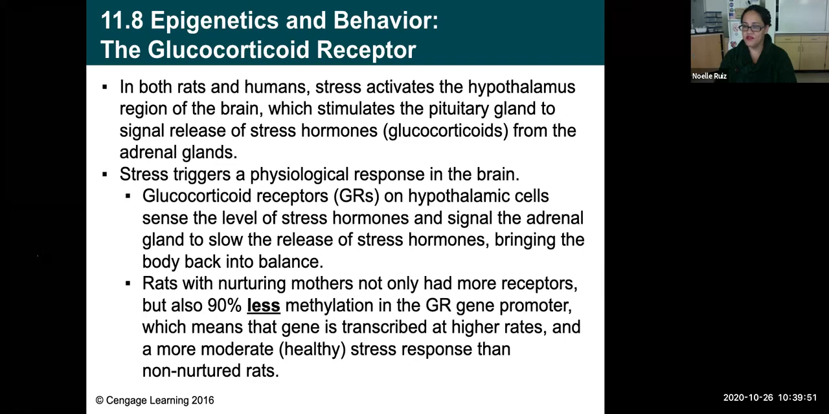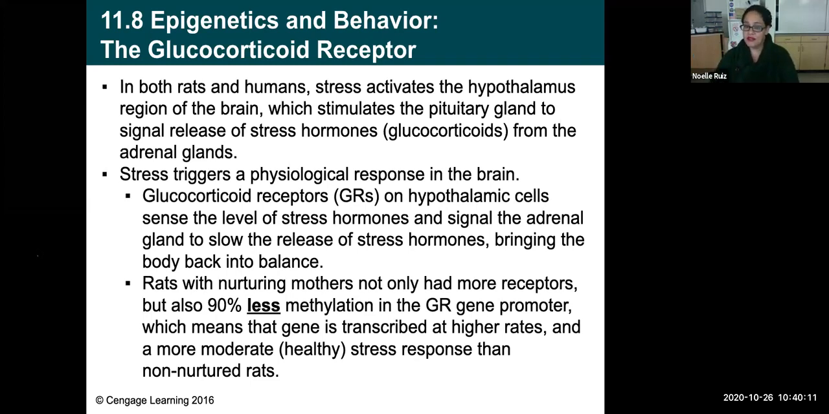So once there's enough stress hormones for you to deal with whatever stress there is, whether it's physical, emotional, once there's enough to help you deal with it, then your body kind of sends an off signal. Okay, we're good with the stress hormones, stop releasing them, your body goes back to normal.